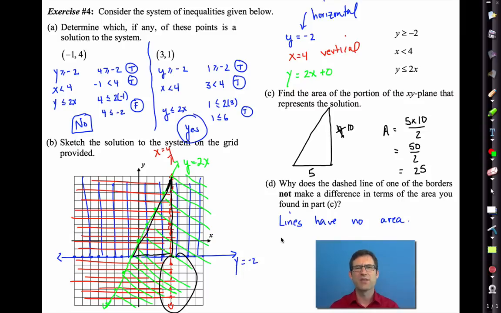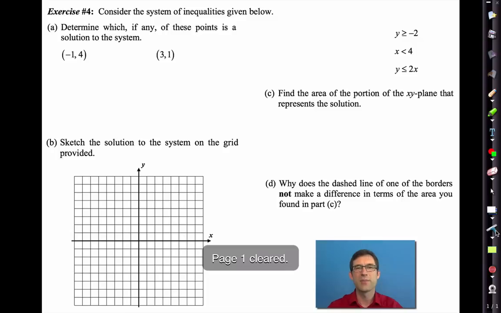Okay, so there's a lot on this page, lots of colors. I'm going to clear out the text pretty soon, so pause the video now. All right, here we go. Let's finish up the lesson.